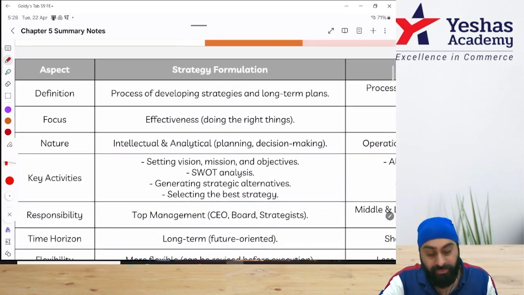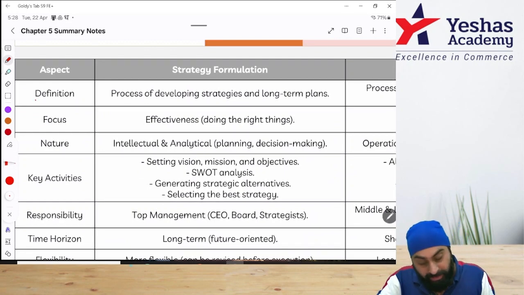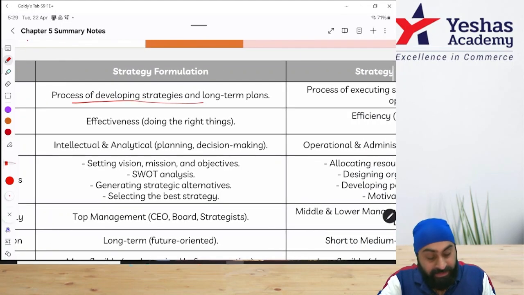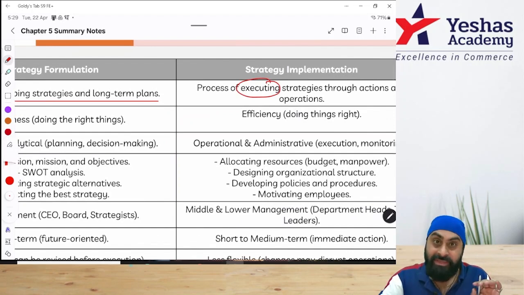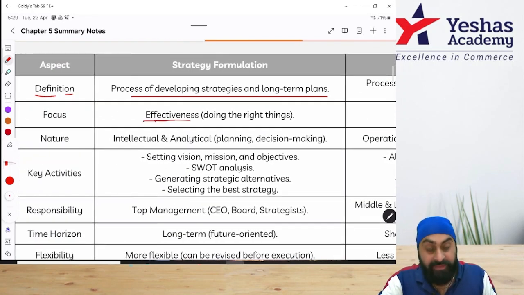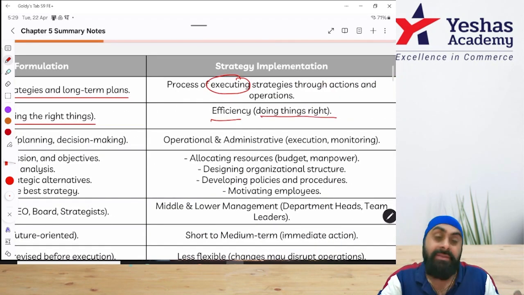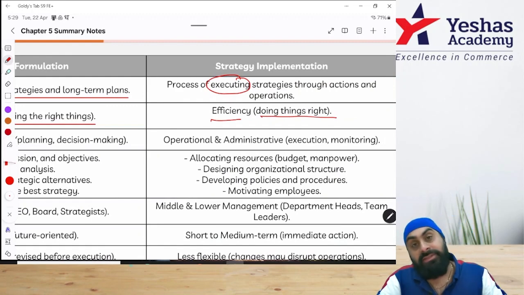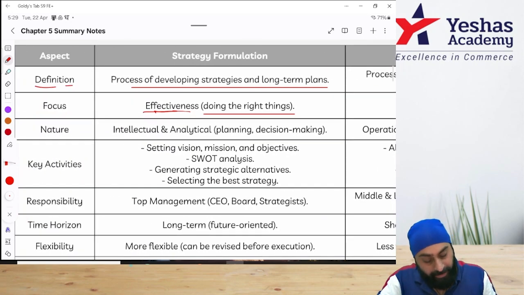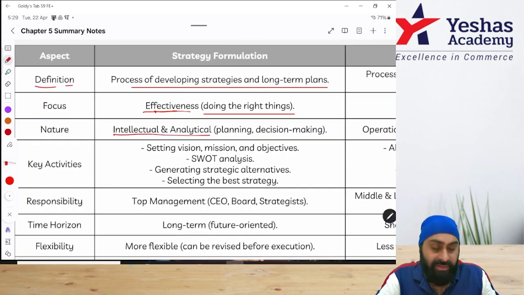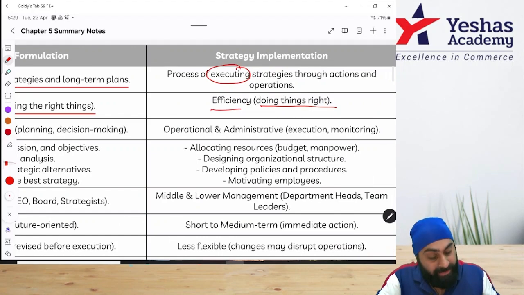Now, moving on to this particular very interesting topic, formulation versus implementation. Very easy. Definition. Formulation is a process of developing a strategy and long-term plan. Implementation is what? Executing the strategy. Focus. Effectiveness. How effective? Doing the right things. And efficiency is doing things right. So strategy should be effective. Implementation should be efficient. Now, when you make a strategy, it's a very intellectual and analytical process. When you implement the strategy, it should be operational and administrative.